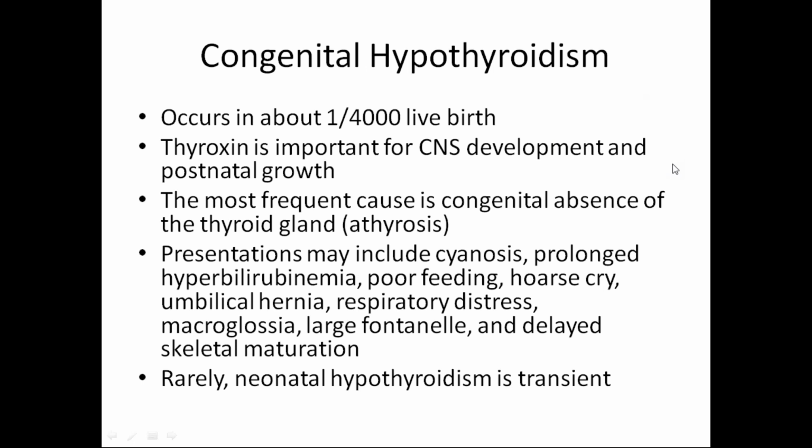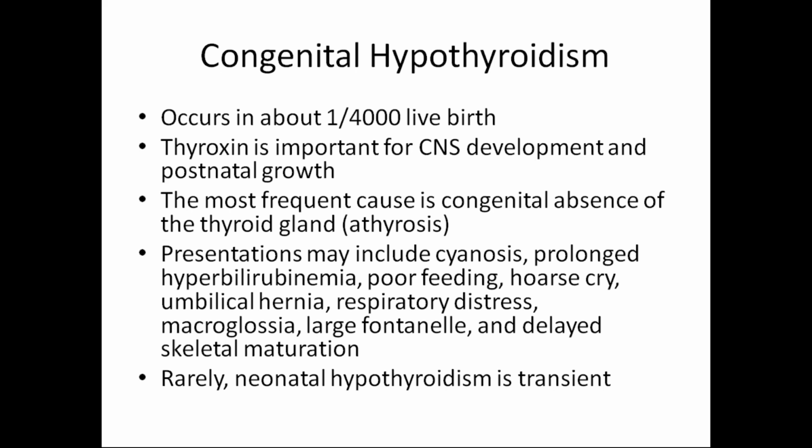Coming to congenital hypothyroidism, this is mostly of clinical importance rather than theory, and your examiner may be fond of asking questions regarding hypothyroidism. It occurs in about 1 in 4,000 live births, and thyroxine is important for CNS development and postnatal growth. As we discussed, it is good for the brain and the physical growth also. The most frequent cause is absence of the gland. As such, the gland doesn't exist. That is the most common occurrence, athyreosis. There is no thyroid gland.